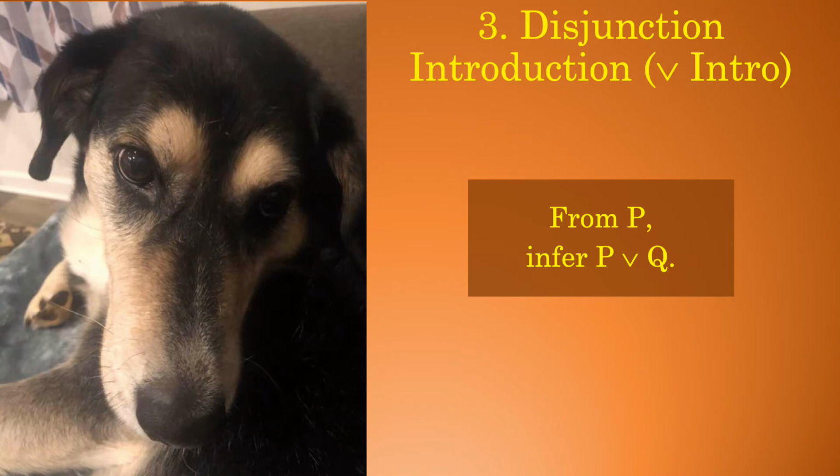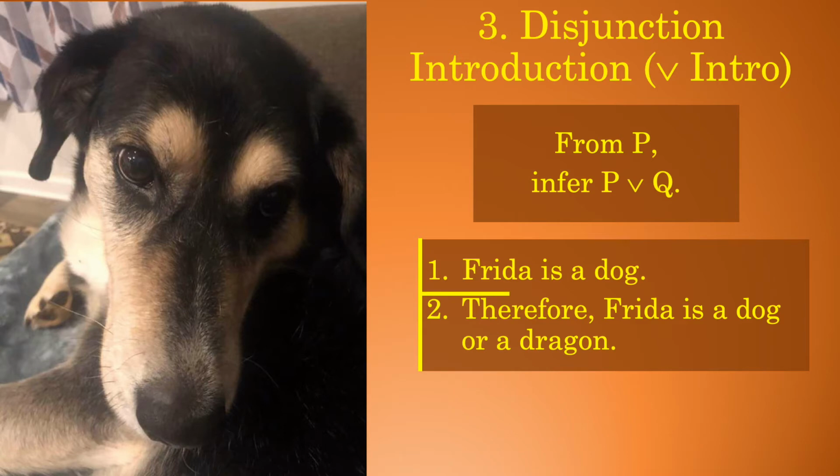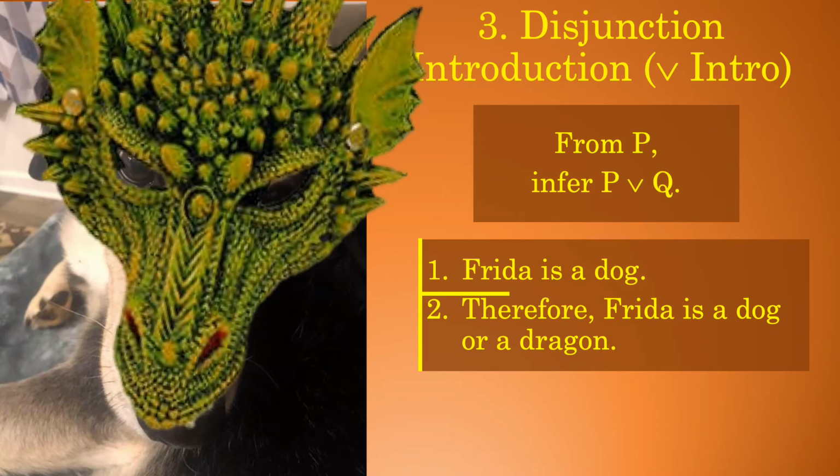For the third rule that we'll discuss today, we'll talk about disjunction introduction, or intro. This says, from P, infer P or Q. For example, Frida is a dog. It follows from this that Frida is a dog or a dragon. Frida, you're not fooling anybody.